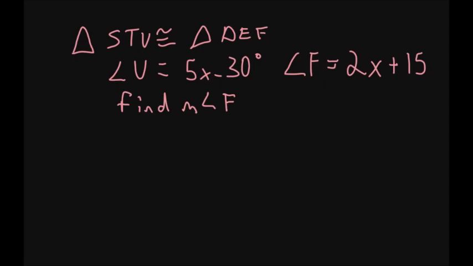Alright, last one we're going to do today. So it says triangle STU is congruent to triangle DEF. And then it gives us the measure of U is 5x minus 30, and the measure of F is 2x plus 15. So if you look at that, U and F are in the same position. That means they're the same angle. If they're the same angle in congruent triangles, that means they're equal to each other. So if you want to find the measure of F, we just set those two things equal to each other. So I got 5x minus 30 equals 2x plus 15.